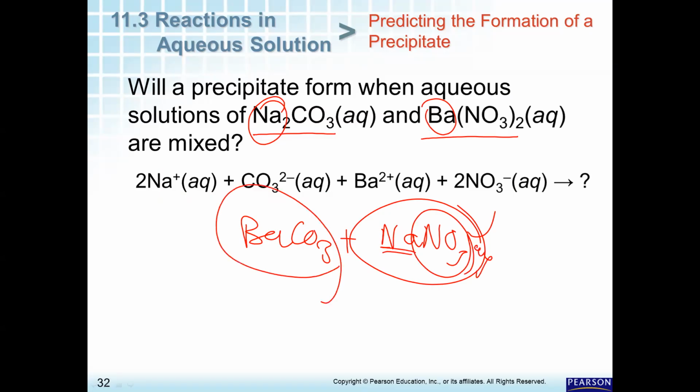Now let's come to this one. It is part of the last rule, the carbonates. Carbonates are insoluble unless they are with group 1A. And barium is a group 2A. So this is the one which is going to form the precipitate. Okay.